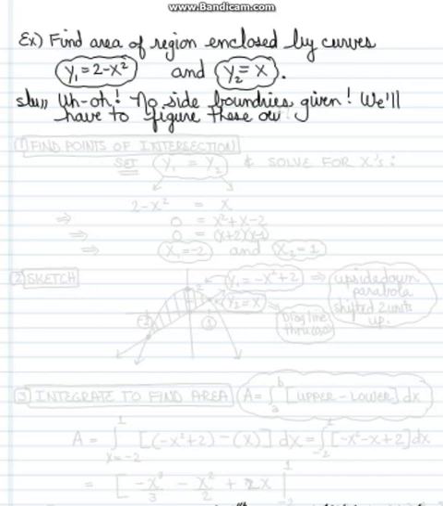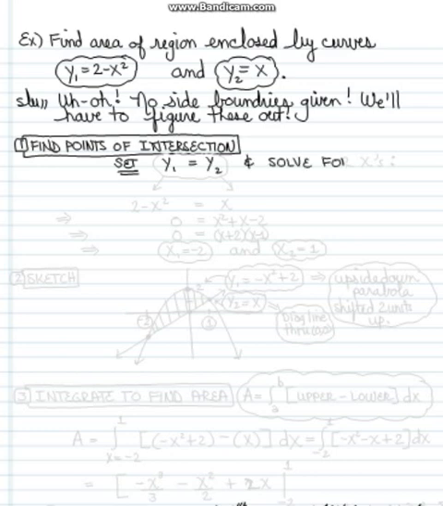Now watch very closely. Here's how you handle a problem where you're given the two curves, asked to find the region in between the curves, but you're not given x boundaries. Step 1, find the points of intersection for these two curves. We do that by setting y sub 1 equal to y sub 2 and solving for the x values.